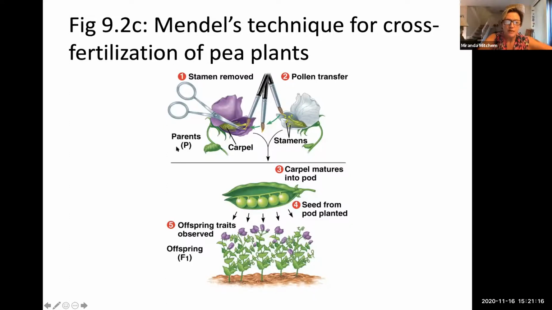So we use P for parental generation. And then the offspring are called the F1 or F2 or F3, depending on which generation we're talking about. F is for product of fertilization. So this is the product of fertilization round 1 from these 2 parent pea plants.